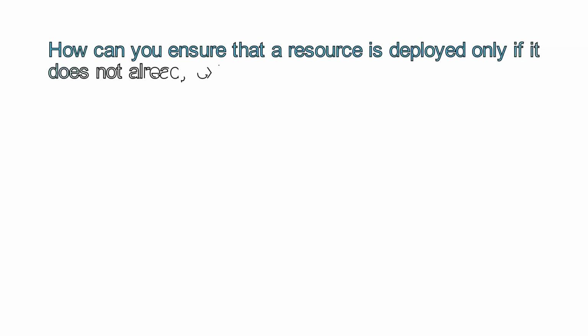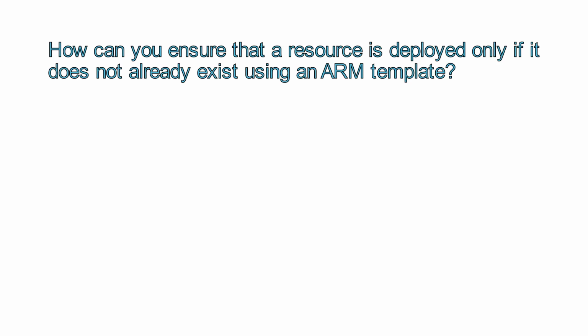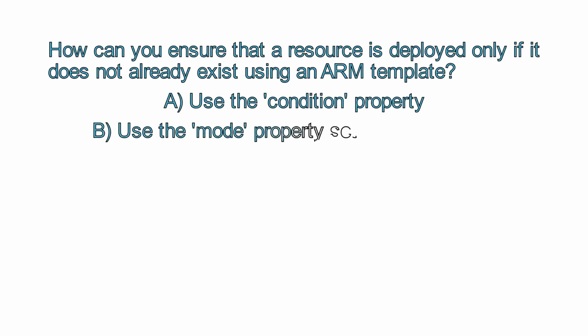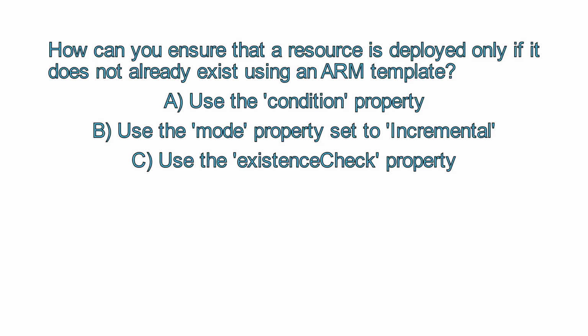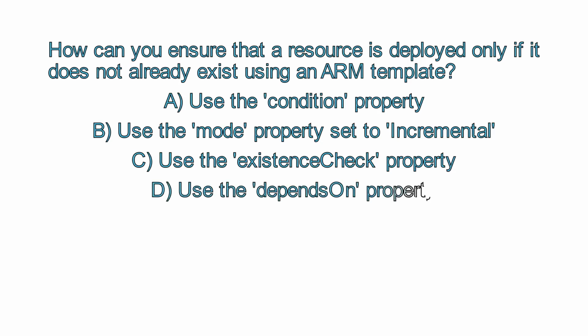How can you ensure that a resource is deployed only if it does not already exist using an ARM template? A. Use the condition property. B. Use the mode property set to incremental. C. Use the existence check property. D. Use the depends on property.